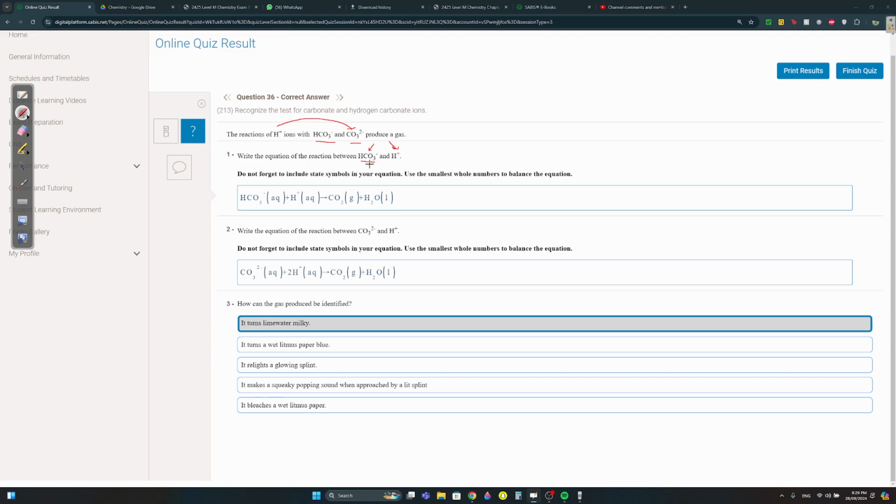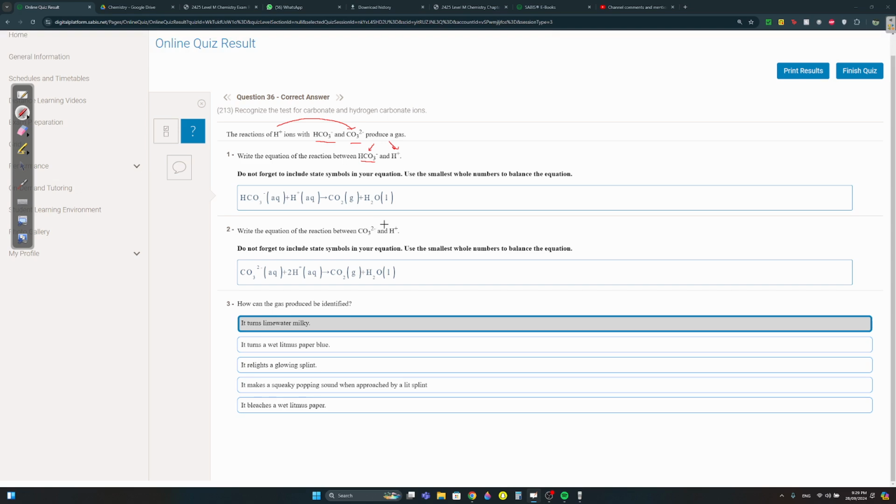We're reacting the CO3 with the hydrogen, right? So you're reacting it with H plus. H plus means acid. Whenever you add an acid to anything that has CO3, you get carbon dioxide gas and water, right? So as usual, we know our product is carbon dioxide gas, always.